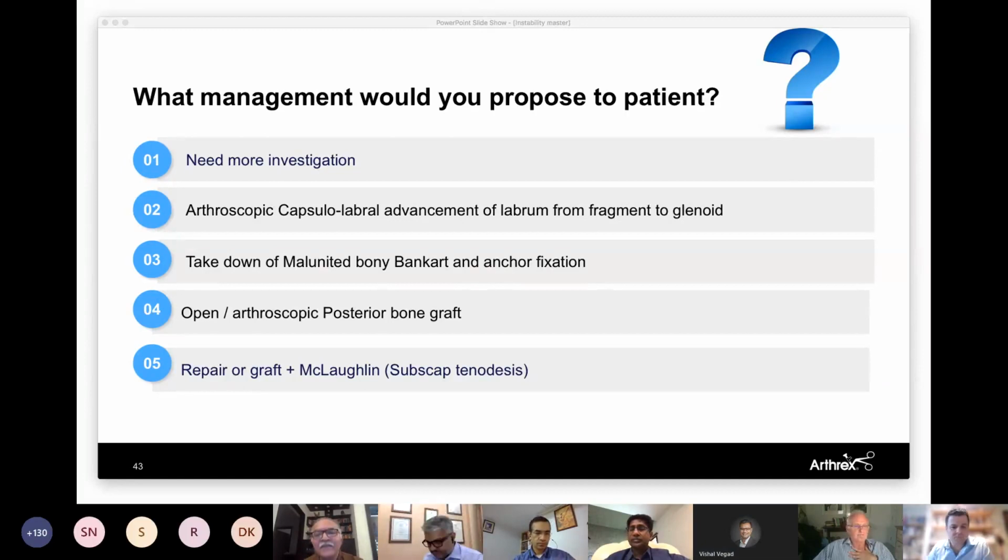Because looking at LaFosse's results with the posterior bone graft. Nobody thought about subscap tenodesis? No. I mean, we did see some guys suggesting that more investigations are required. So 5% wanted more investigation. What more investigations? Did somebody mention? No, not mentioned exactly what, but that's what had come forward. Okay, that's interesting.